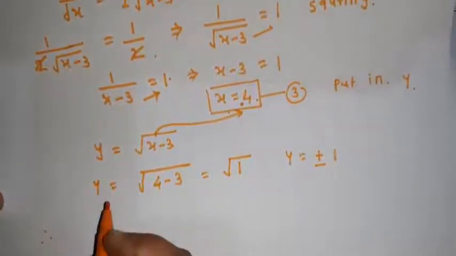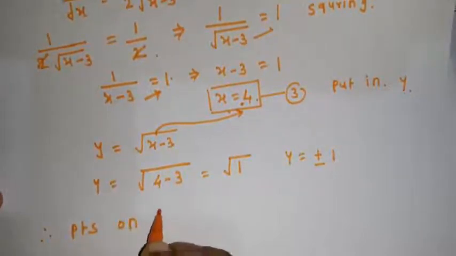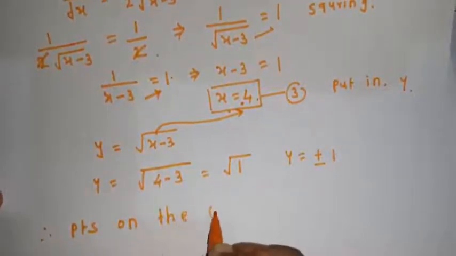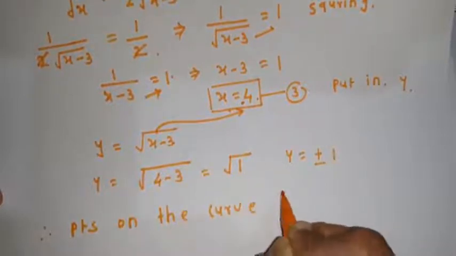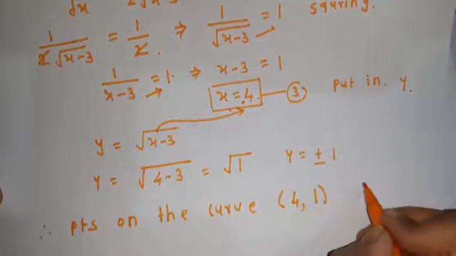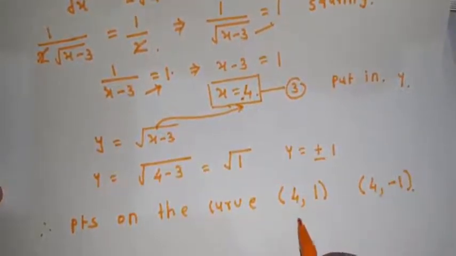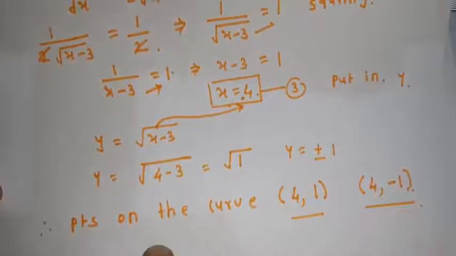Therefore the coordinates of the points on the curve that we have to find are: the x coordinate is 4, y coordinate is plus 1; x coordinate is 4, y coordinate is minus 1. These are the coordinates.